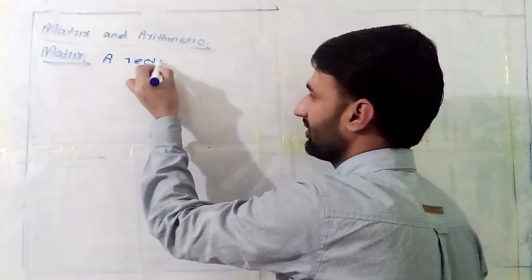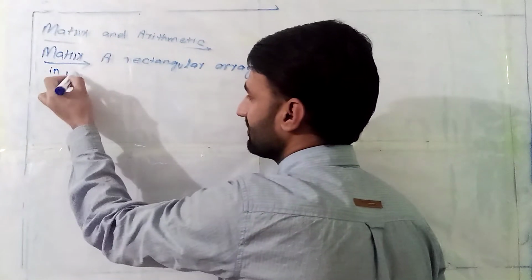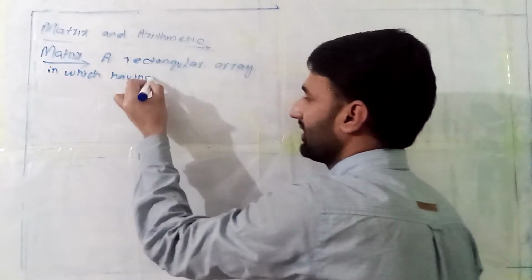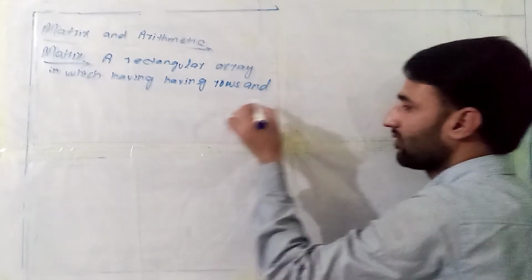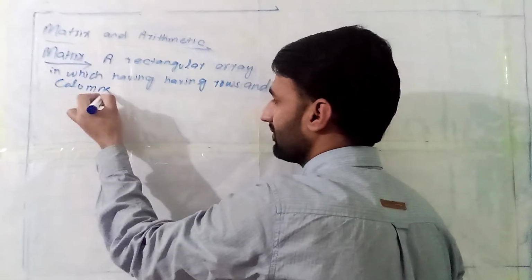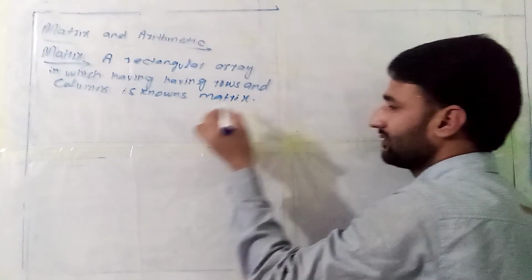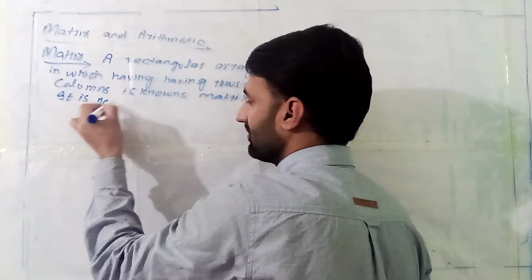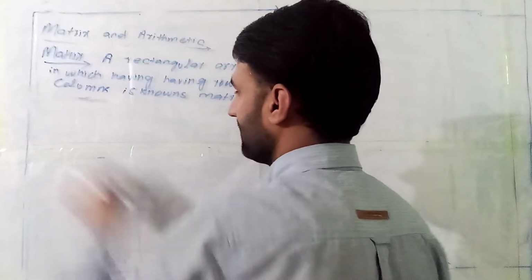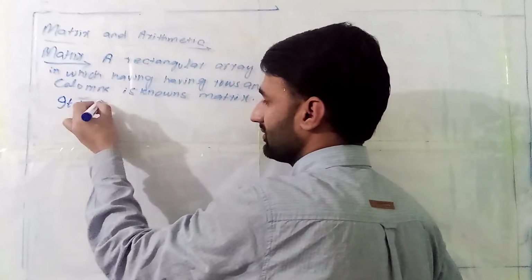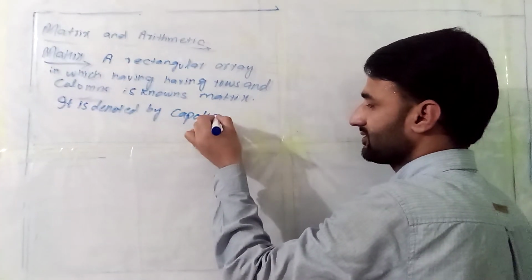A rectangular array having rows and columns is known as a matrix. It is denoted by a capital letter.